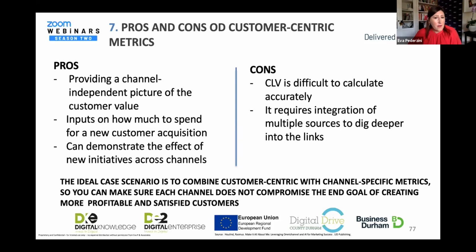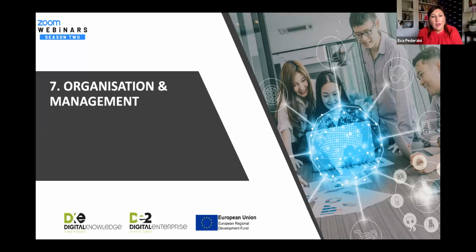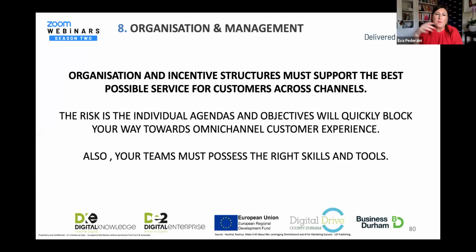The ideal scenario is to combine customer-centric with channel-specific metrics, so that you can make sure that the channels are not rowing against your end goal of creating more profitable and satisfied customers. So the key takeaways: focusing on a customer-centric metric is key. Combining it with the channel metrics is equally important. Sharing and onboarding every team on these metrics through shared KPIs is fundamental. And I'm talking about that in organization and management, which is the last short chapter of this presentation.